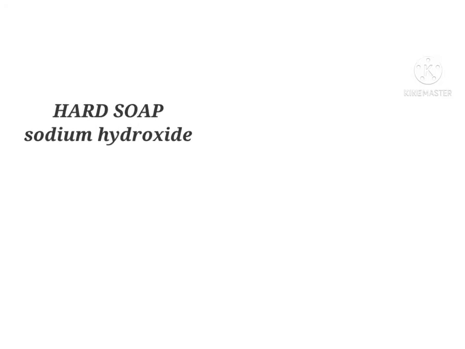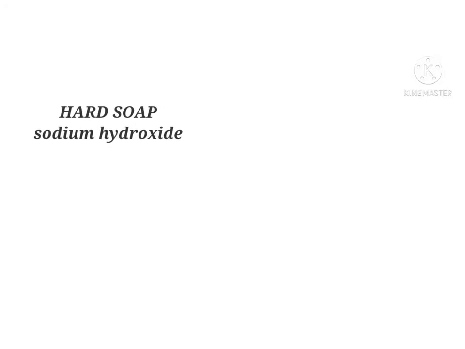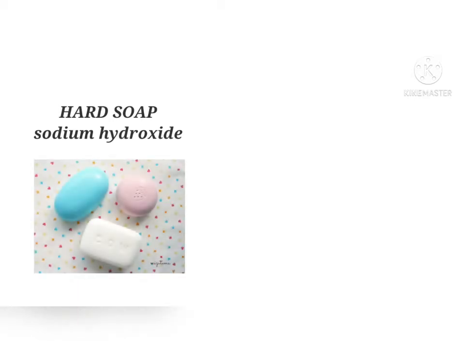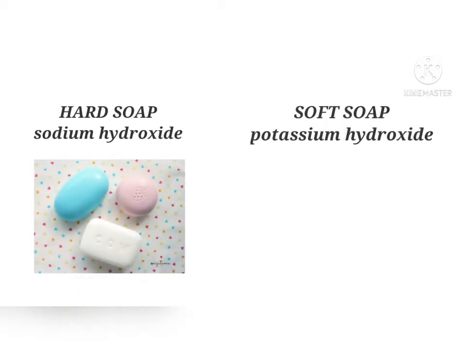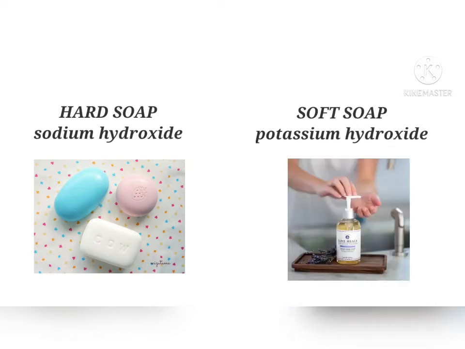If sodium hydroxide is used as the alkali, the soap formed is called hard soap and is used as washing soap. On the other hand, if potassium hydroxide is used as the alkali, the soap formed is soft soap and is used in some liquid hand soaps and also shaving creams.